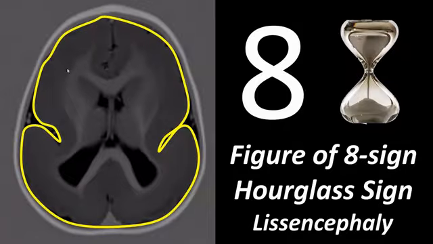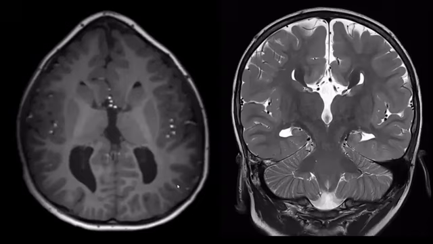So we see this very thick cortex. This is abnormally thick because the neurons have not reached their final position. Because there is no organization of the cortex, there are no sulci, there are no gyri, and at best we have some rudimentary development of the Sylvian fissure leading to a figure of 8 or hourglass sign.